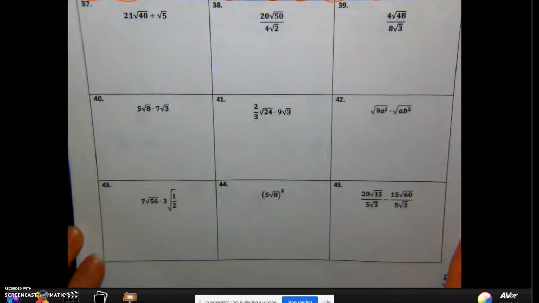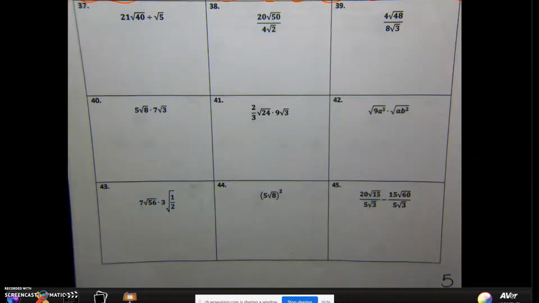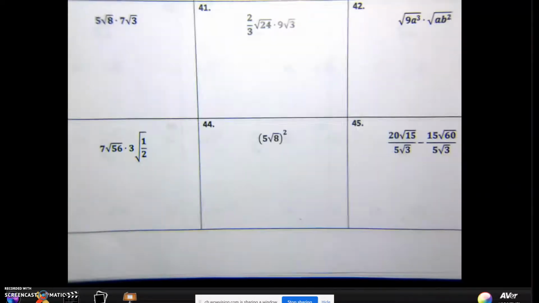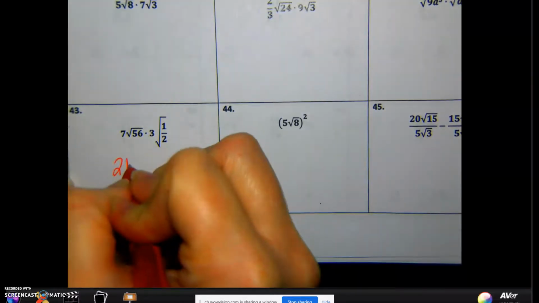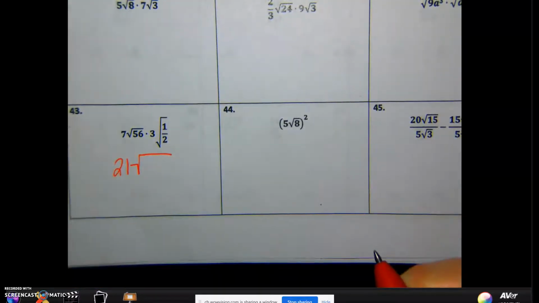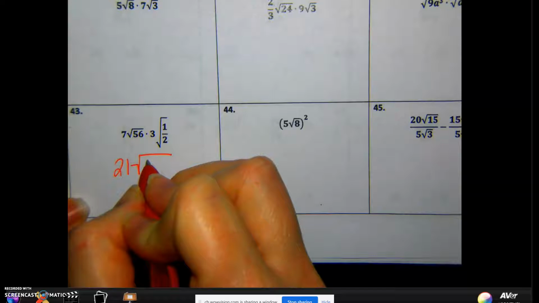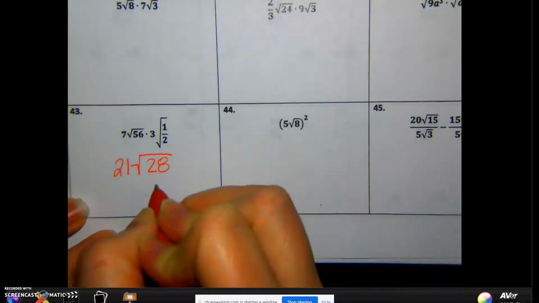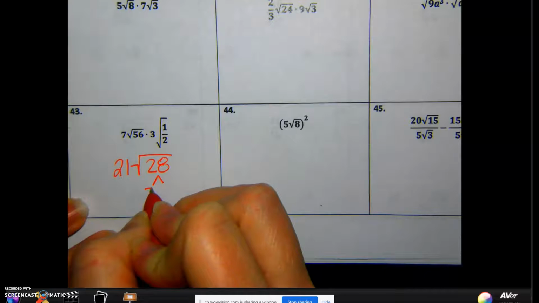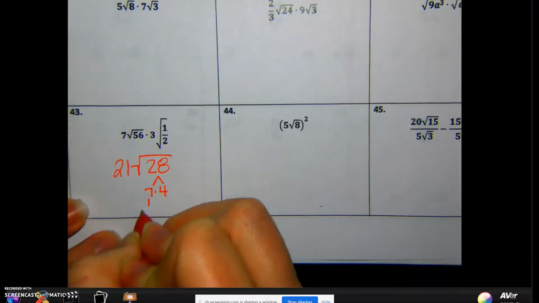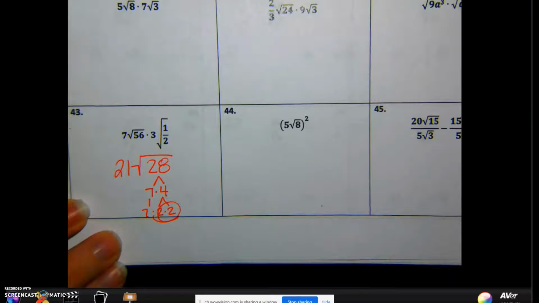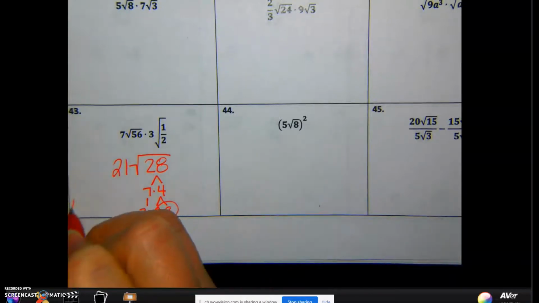Go to page 5. Let's look at number 43. So outside times outside, inside times inside. What's 7 times 3? 21. Square roots of what's 56 times a half? 28. Yes. What do I do now? Break down 28 into 7 and 4. 7 comes down, 4 breaks down into 2 and 2. So I have a pair of 2s, it comes out with the 21. So what am I left with? 42 square roots of 7.